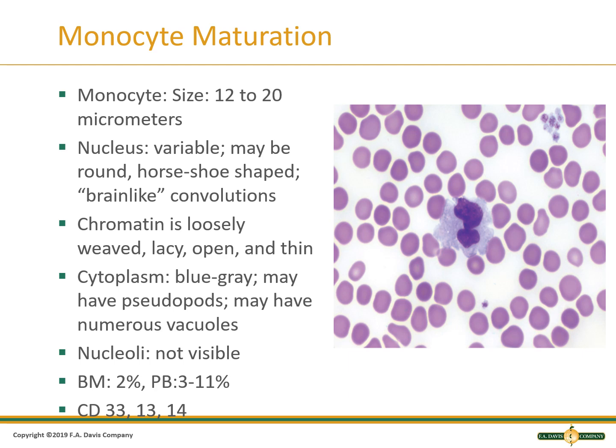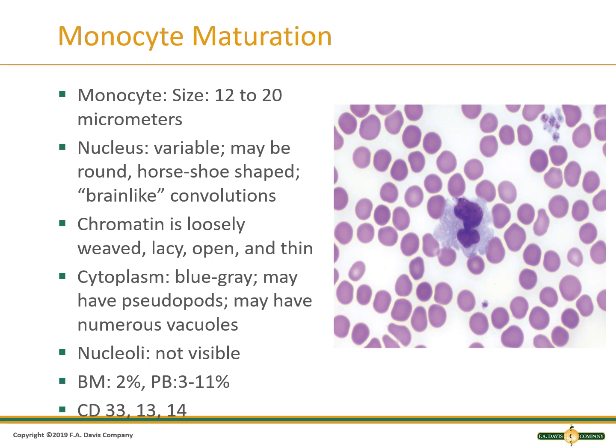In the chromatin, you might have brain-like convolutions, though it's harder to see on this image. The chromatin is loosely woven, lacy, open, and thin, so you can see spaces within the chromatin. The cytoplasm is going to be this grayish blue color.